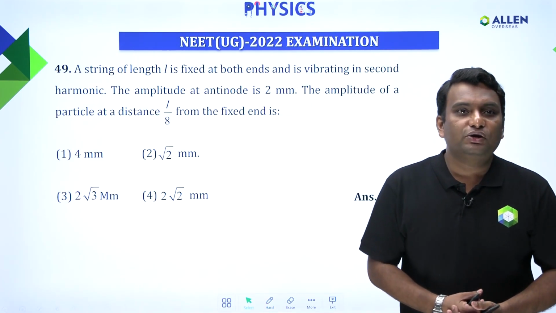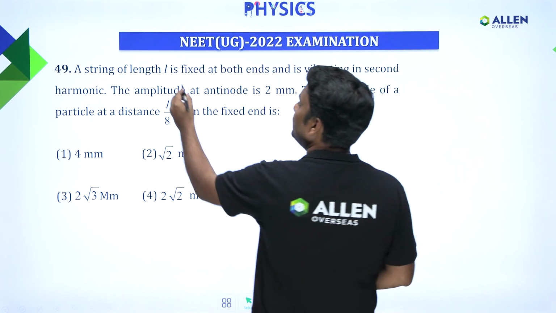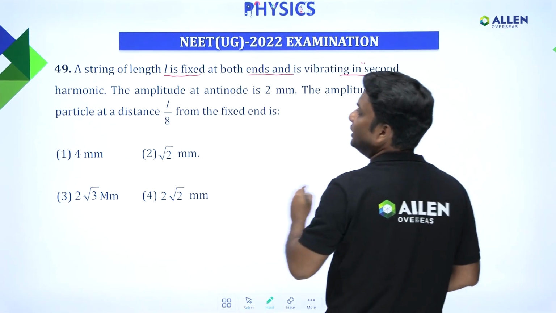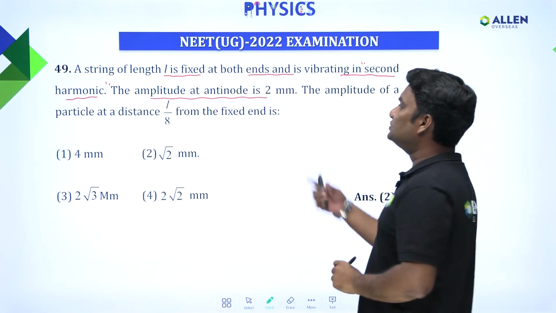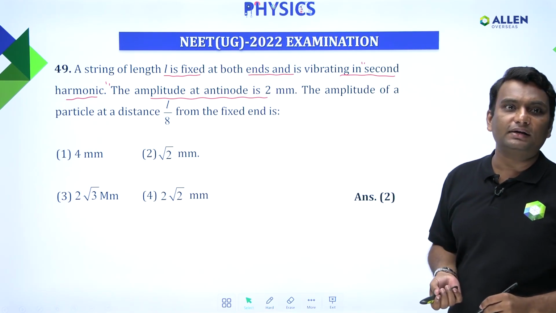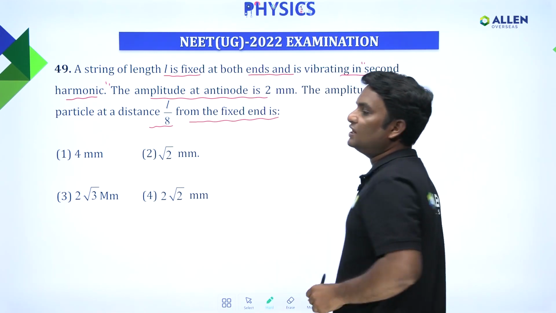Now the next question in the sequence is 49th. It says a string of length L is fixed at both the ends and it is vibrating in second harmonic. The amplitude at the antinode is 2 mm. Now the question is asking what is going to be the amplitude of the particle which is located at a distance L by 8 from the fixed end.